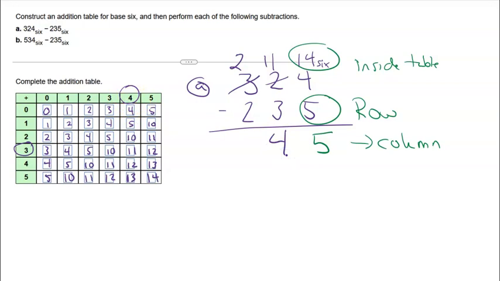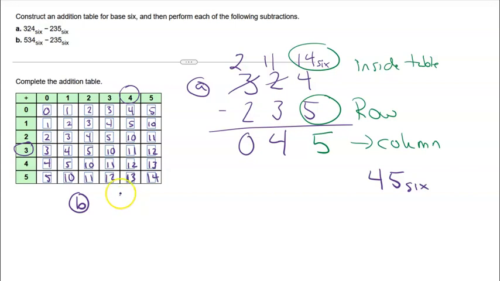Not just trying to do this all different colors for you. I apologize. And then 2 minus 2 we know is 0. Now when you have a 0 on the left-hand side of your number, then you don't need that. So this is just 4, 5, base 6. All right, so let's try problem B.